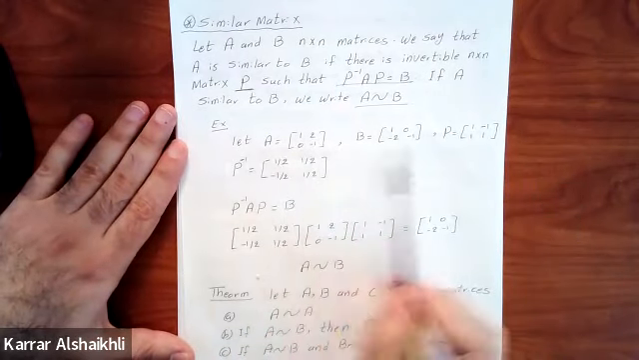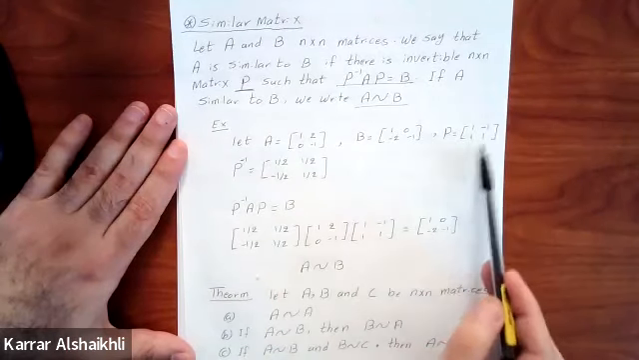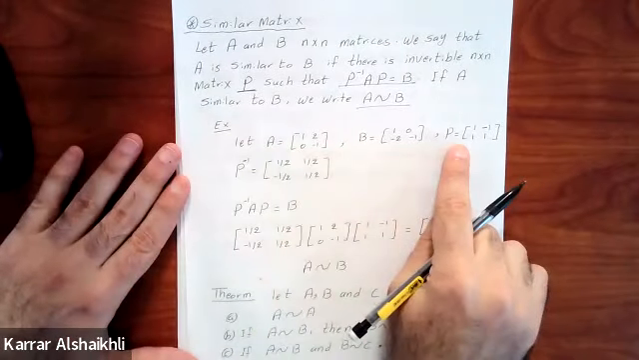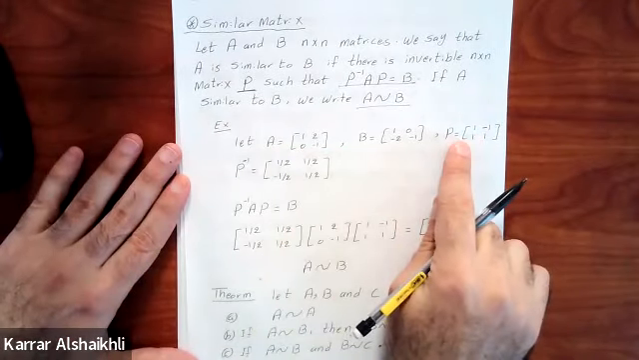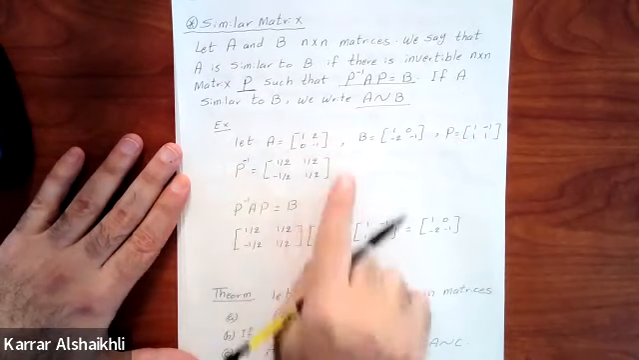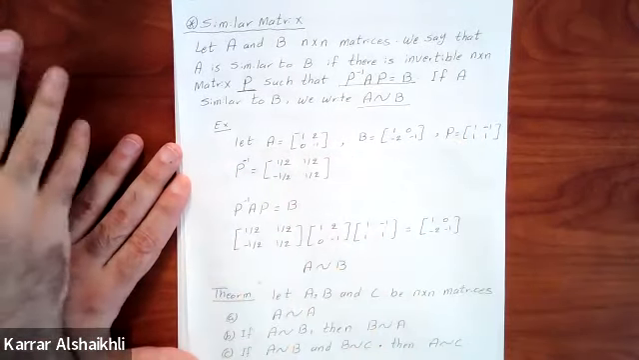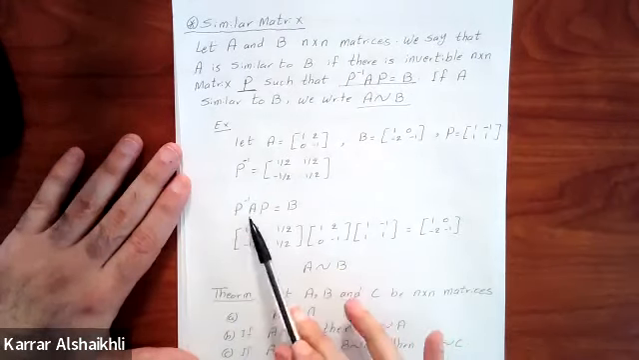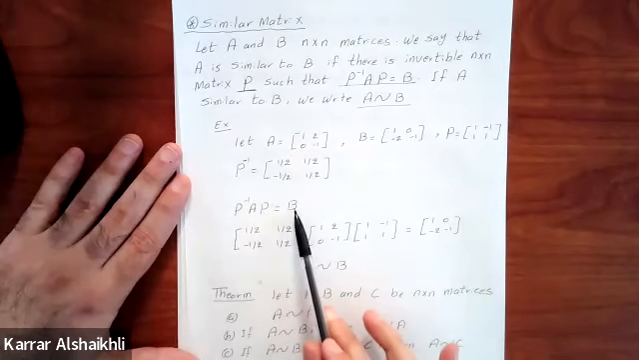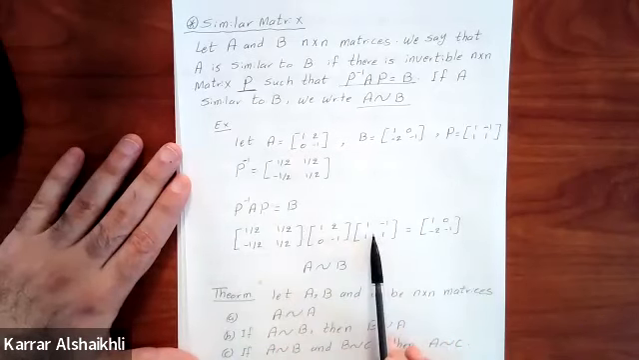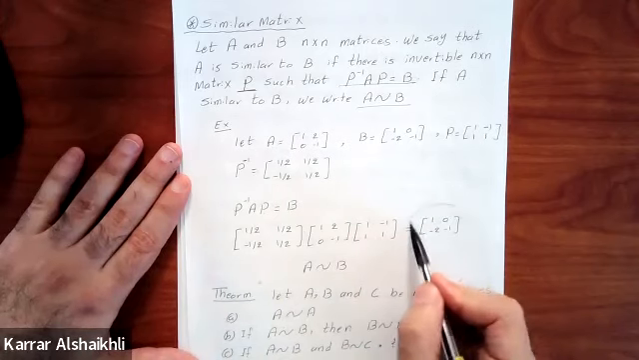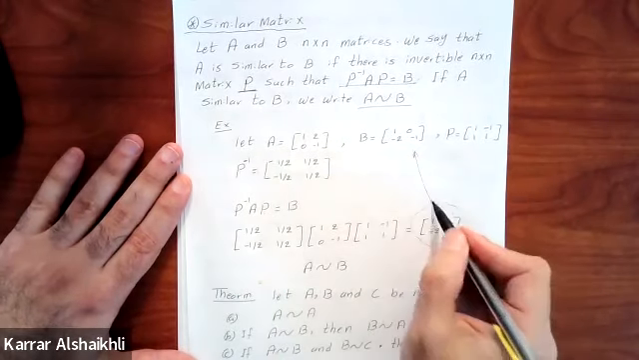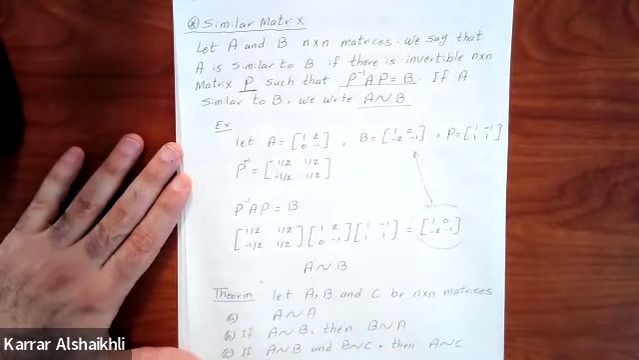Here is just a simple example about that. Here is the matrix A, here is the matrix B, and here is the matrix P. This is an invertible matrix, that means there is an inverse for this matrix. So when we multiply the inverse with the matrix A with P, the result is going to be equal to B. There is a multiplication of three matrices. You can check that using the calculator, it's going to be exactly the same matrix B. That means A is similar to B.